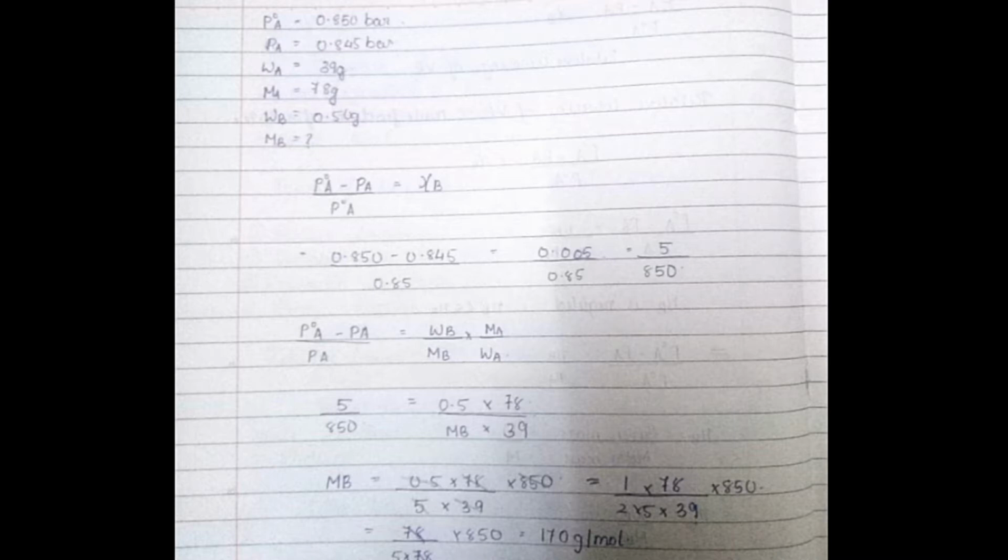So (P0A minus PA) divided by PA is equal to WB divided by MB into MA divided by WA. That is the value of mole fraction. So 5 divided by 850 is equal to 0.5 into 78 divided by MB into 39. So we'll take out MB and do the values. After doing the calculations, you will get the answer as 170 gram per mole.